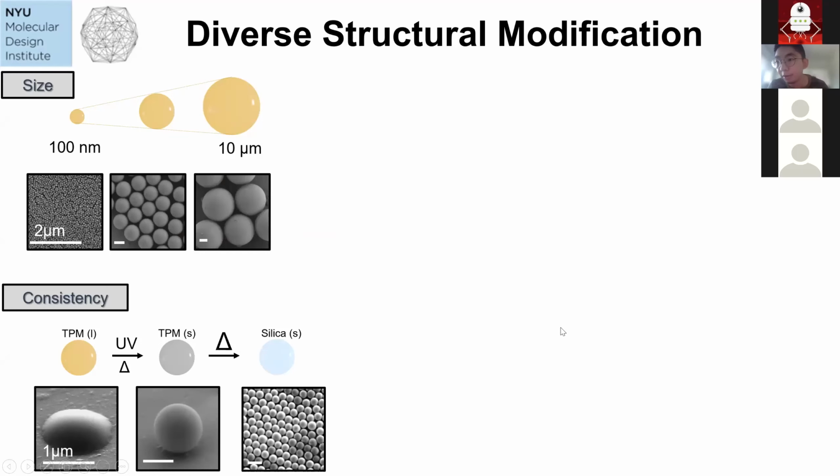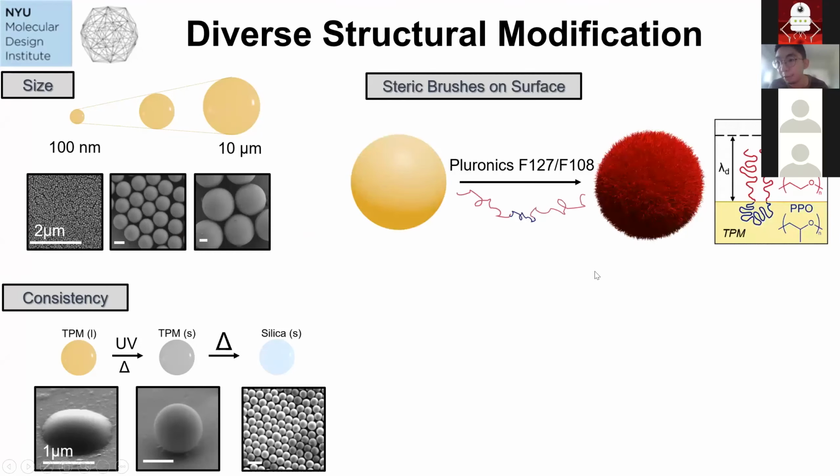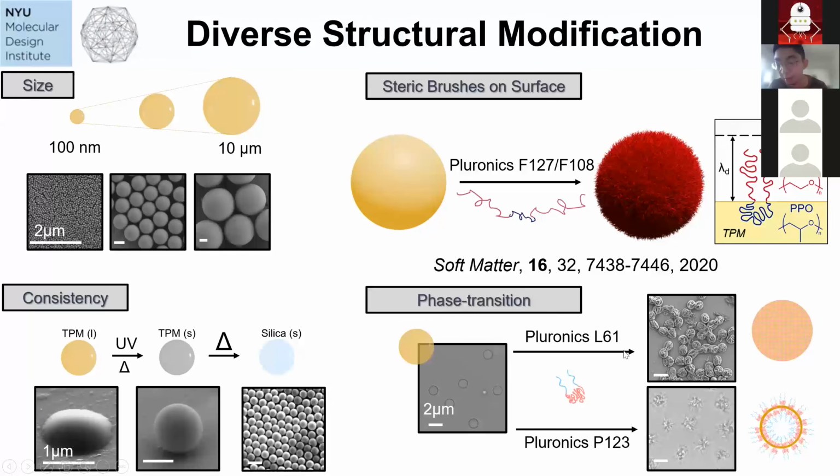More recently, we also utilize the power of polymer absorption. You can graft the TPM droplets with a corona of steric polymer that introduces more interesting interactions to guide the self-assembly. We can also use shorter chain polymers that mix with the TPM to form a kind of phase transition. And you can get either microgel or anisotropic dendritic particles, which are all very hard to make for a liquid droplet.